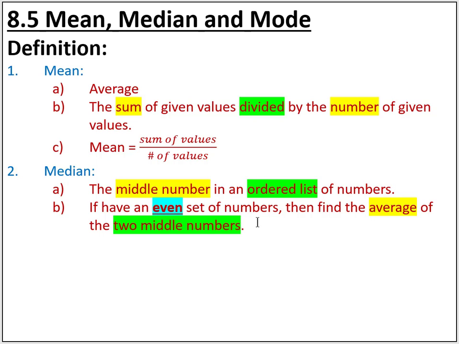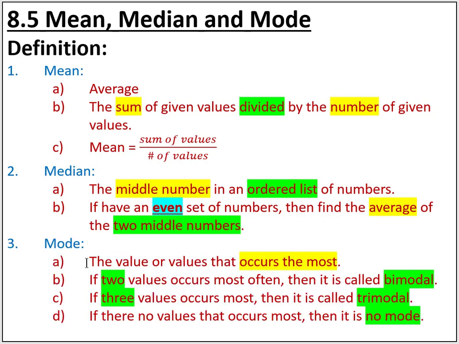Alright, last we're going to cover the definition for mode. Mode is defined as the value or values that occur the most. So if you were given a list of numbers, a list of values, you identify how many times, or the frequency, that the values occur, and you'll see how to identify mode in the given examples later on. So mode is the value or values that occur the most or have the most frequency.